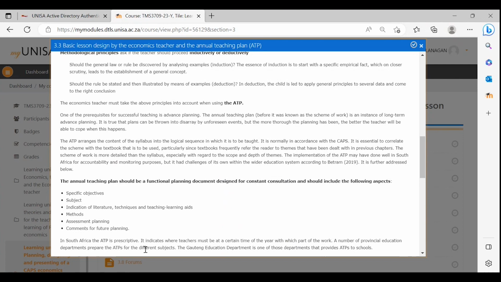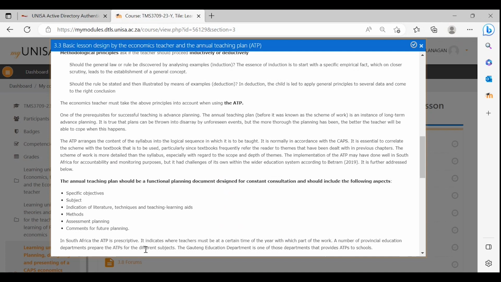Luckily for you, you won't have to work out an ATP. The department is drawing up annual teaching plans and it sends them to the schools and they must be followed. Right? The ATP is prescriptive. Everybody in that particular province, or even in South Africa, must do what the ATP is saying. In week 1, you must do this. Everybody's got to do this.